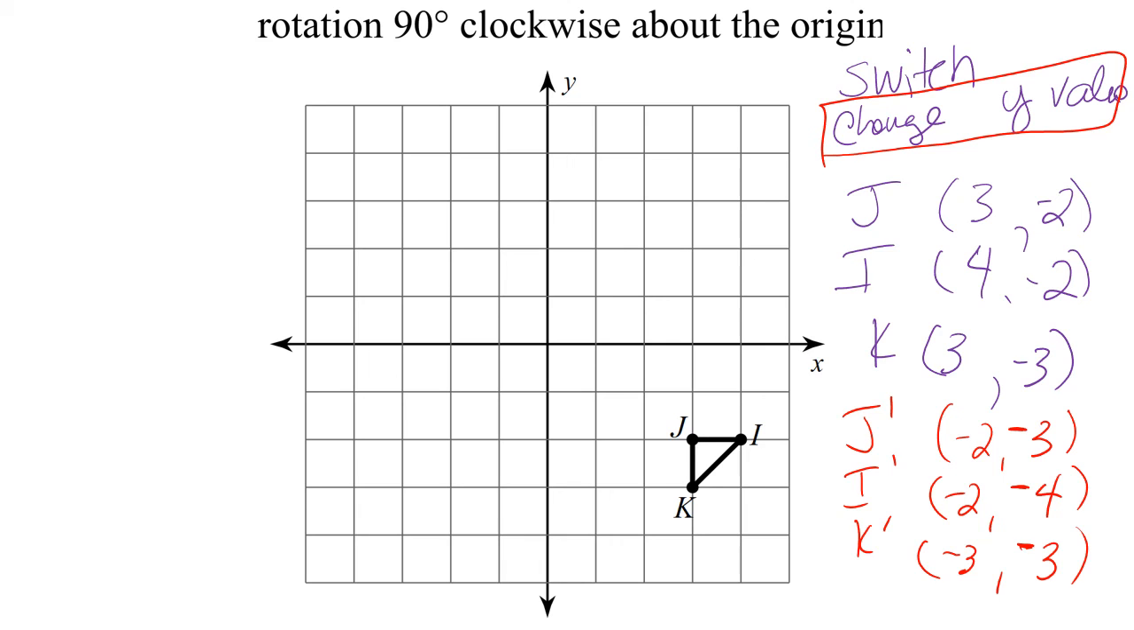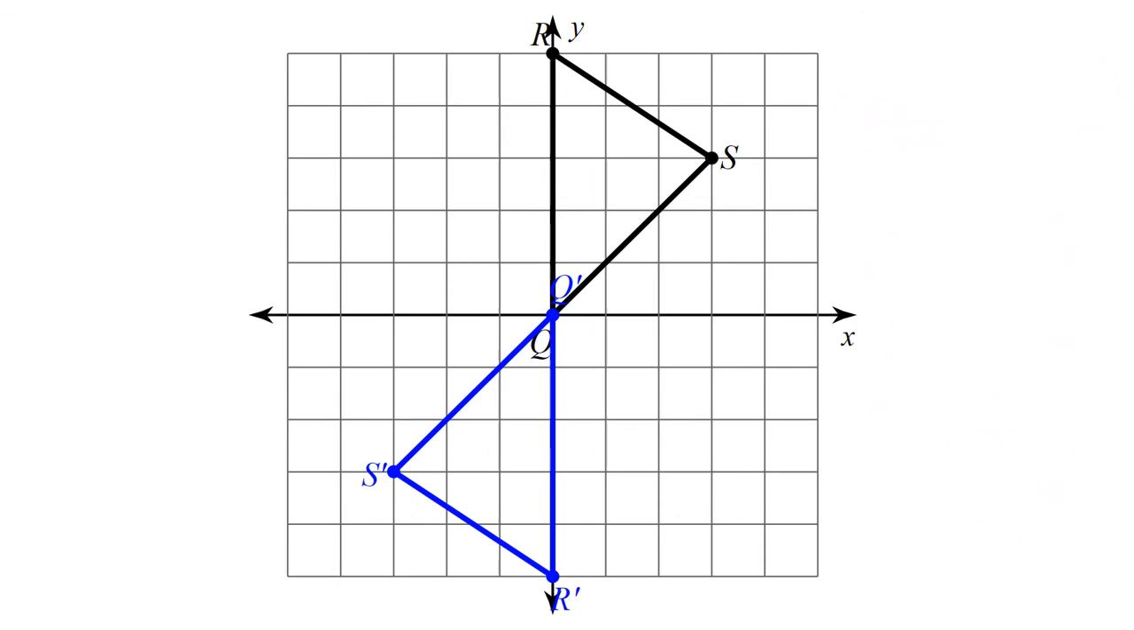So let's plot -2, -3. There's J prime. -2, -4. That's I prime. And -3, -3. K prime. Did we move one quadrant clockwise? Yes, we did. So we can confirm that we should have a 90-degree clockwise rotation.